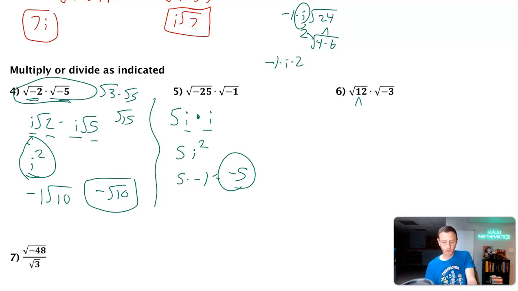So 5 times negative 1 is negative 5. Square root of 12. 12 is 4 times 3. The square root of 4 is 2. So I get 2 square root of 3, times, and then I'm going to pull out i from there, so i square root of 3. 2 times i is 2i times square root of 3 times square root of 3. The square root of 3 times the square root of 3 is the same radical with the same value inside, so that's just 3. So 2i times 3 is 6i.